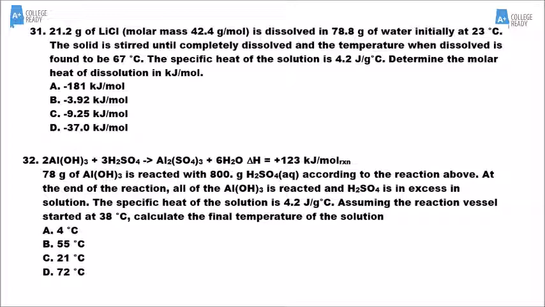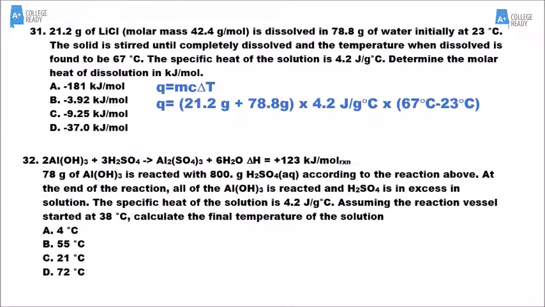So number 31 is a calorimetry problem. Obviously, there's no equation to keep or flip, and there's no heats of formation. So first we start with calorimetry. We want the mass of not only the solid that's dissolving, we also want the mass of the water. And notice that for the sake of mental math, 21.2 and 78.8 adds up to 100. We put in 4.2, that's given to us in the problem, and then we put in the temperature change. It got all the way up to 67, and the low was 23. And so when we do that math, we get 18,480 joules.